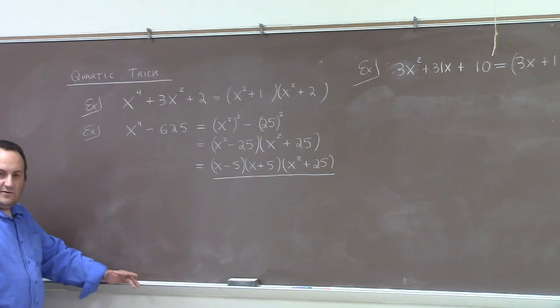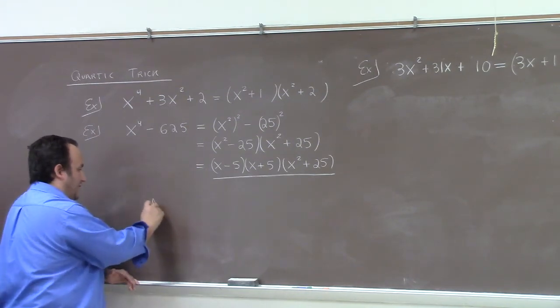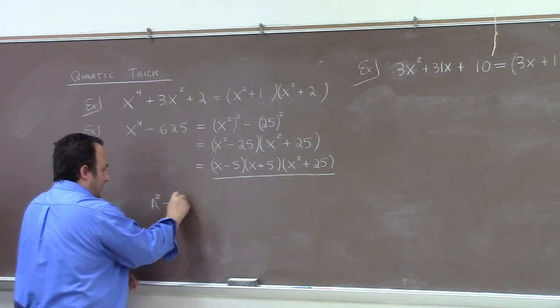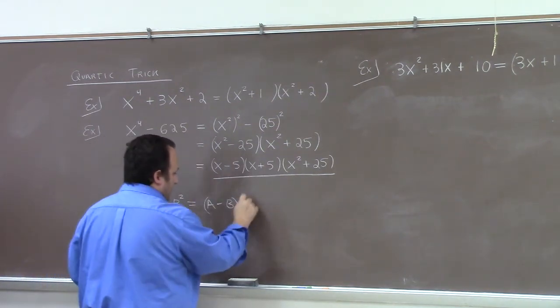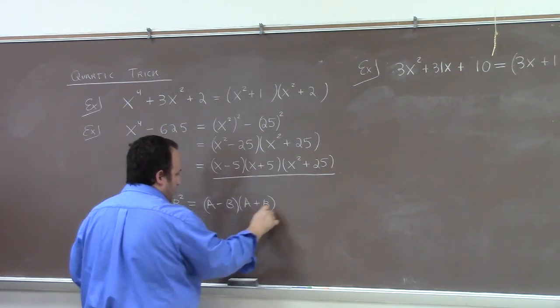Now, I already told you about the difference of perfect squares formula, right? We just used it. A squared minus b squared is a minus b times a plus b. Obviously, this should be on your formula sheet.